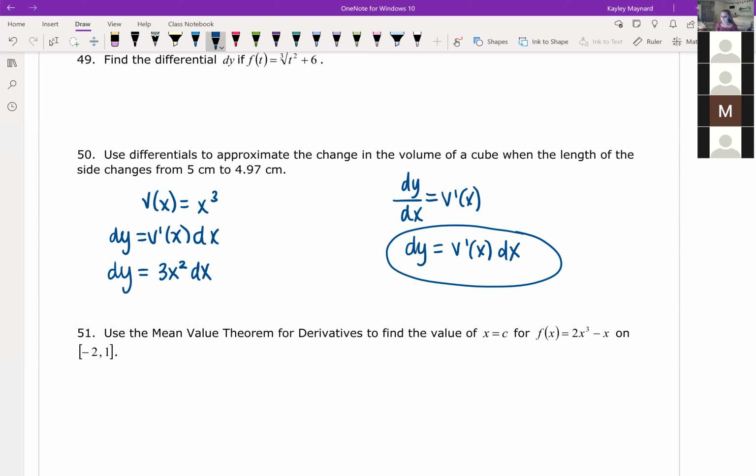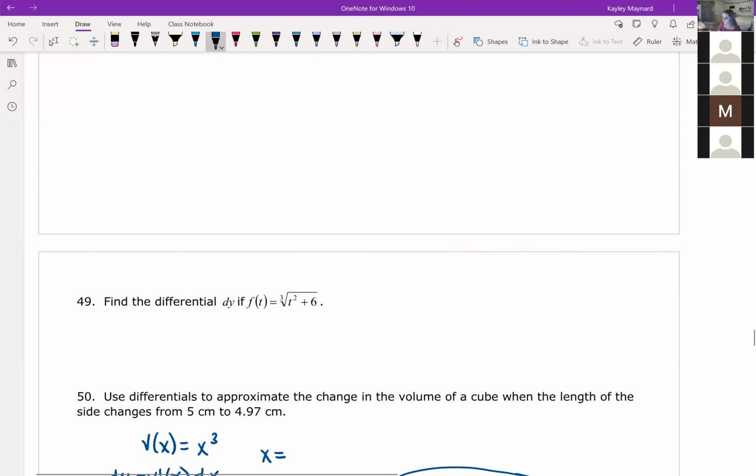And then we do have other things that we know about this. We know what x is, and we know what dx is as well. So let's write those down. Our x in this case is going to be the length of the side, so it's going to be 5. Oops, sorry.